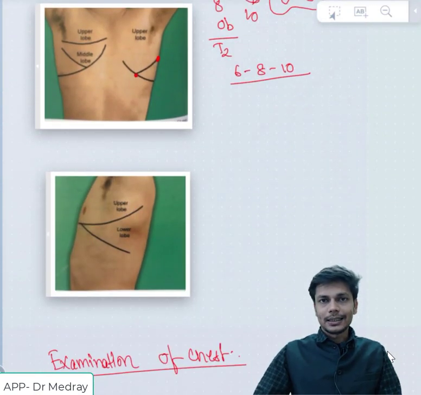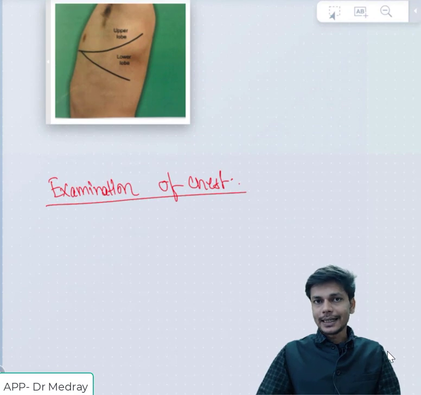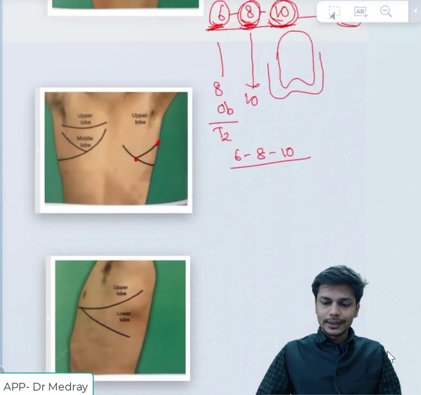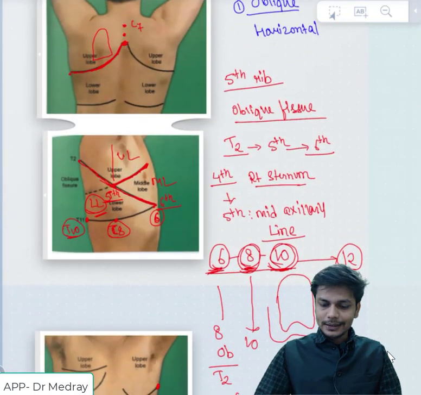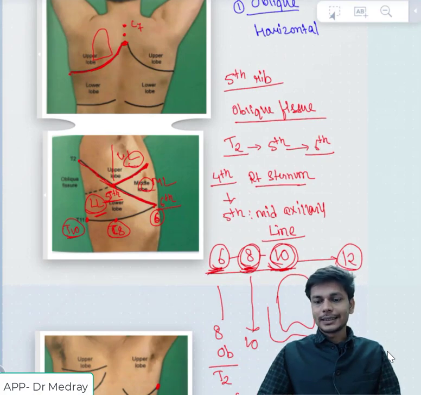Anteriorly, as I told you, on the right side is the upper lobe and the middle lobe. You can see here anteriorly on the right side is the upper lobe and the middle lobe. You cannot auscultate or do any examination for the lower lobe anteriorly on the right side. In the mid-axillary line, you can get the upper lobe and the lower lobe only, and sometimes a little bit of the middle lobe. Posteriorly, you can get only the upper lobe and the lower lobe.